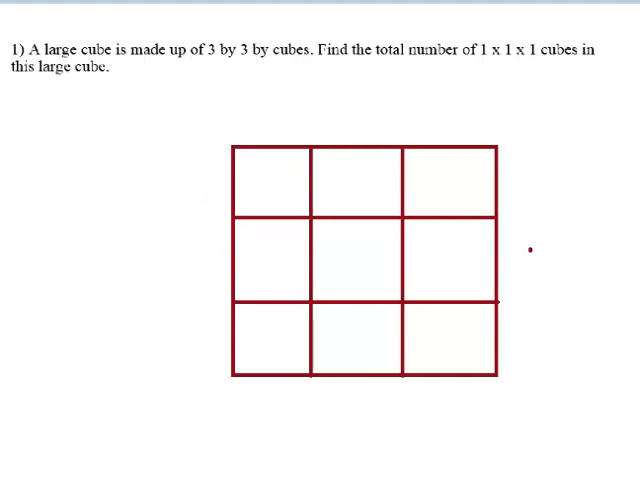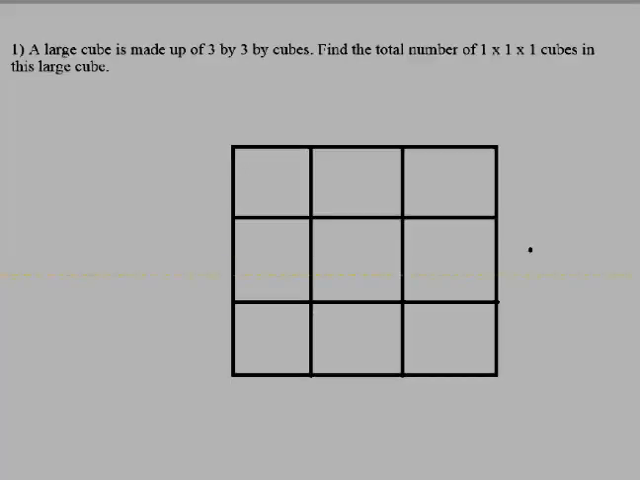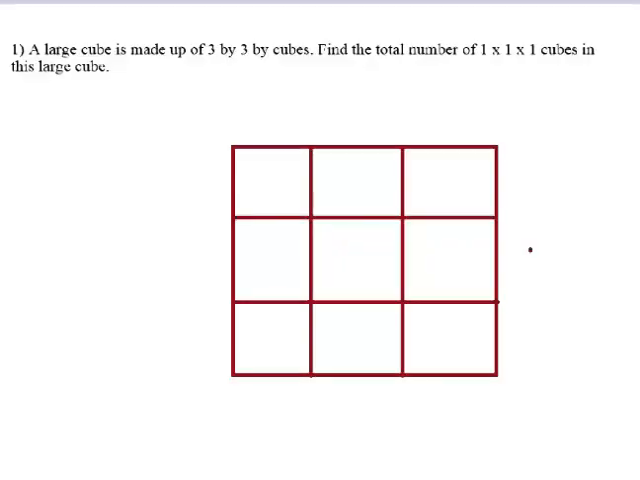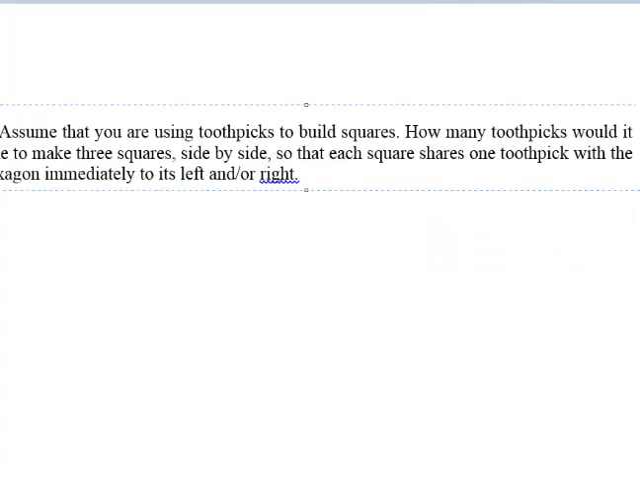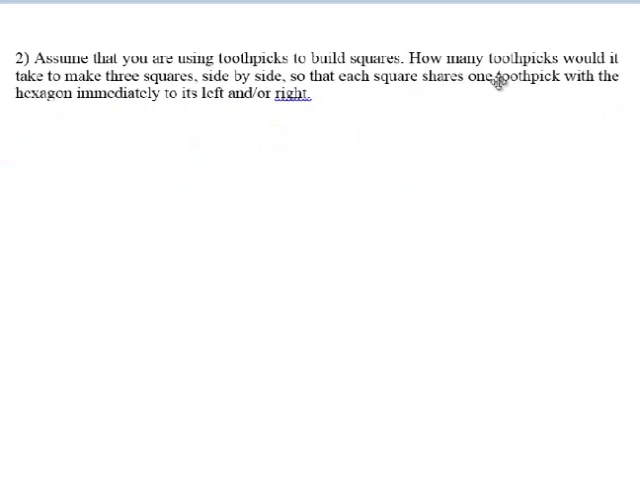Let's take a look at another interesting little example that you might see, something that's really more about problem solving and analysis. Let's take a look at this question here. Assume that you're using toothpicks to build squares. How many toothpicks would it take to make 3 squares side by side so that each square shares 1 toothpick with the square immediately to its left? I'm sorry, I said hexagon earlier, that was a mistake that I made.